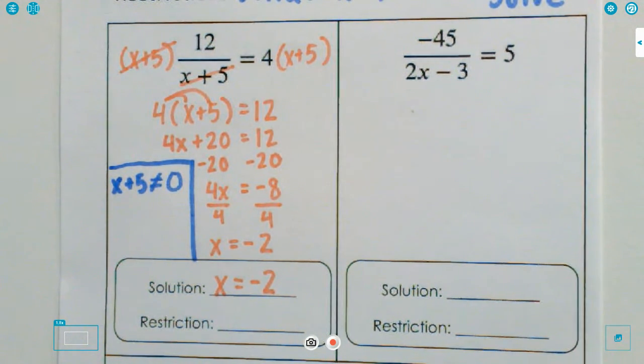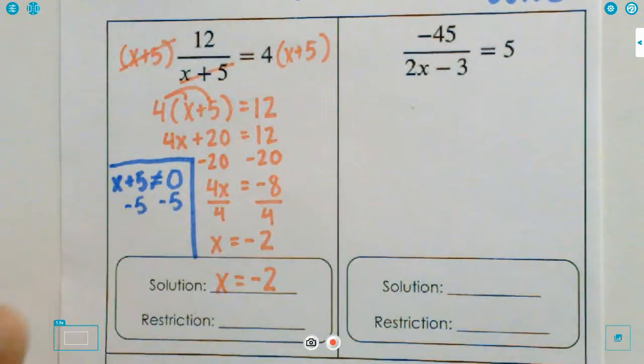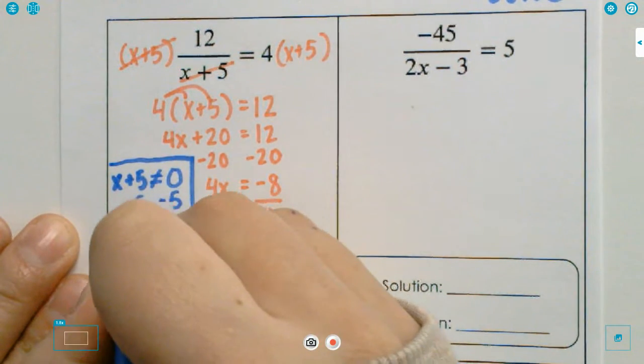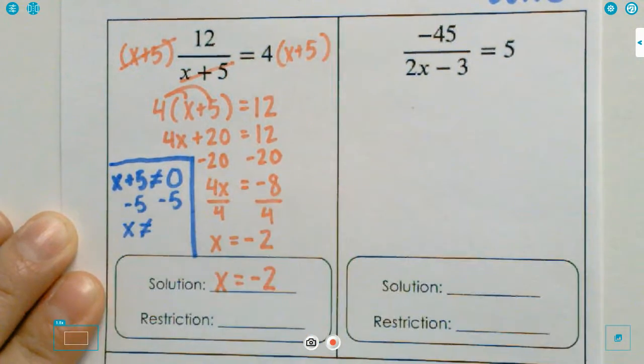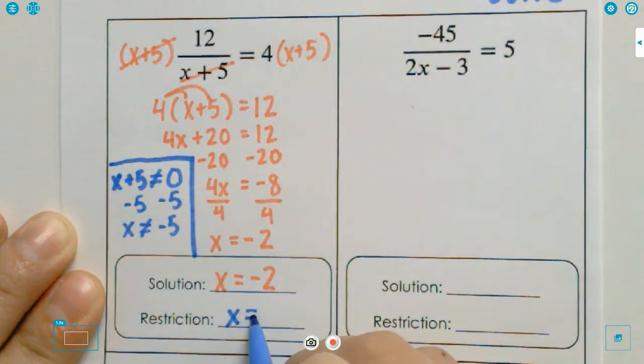And this one right here is just a one-step equation, because to get rid of that plus 5, we're just going to subtract 5 from both sides. On the left side, we just have x now. Cannot equal. What's 0 minus 5? Negative 5. Yep, so x cannot equal negative 5.